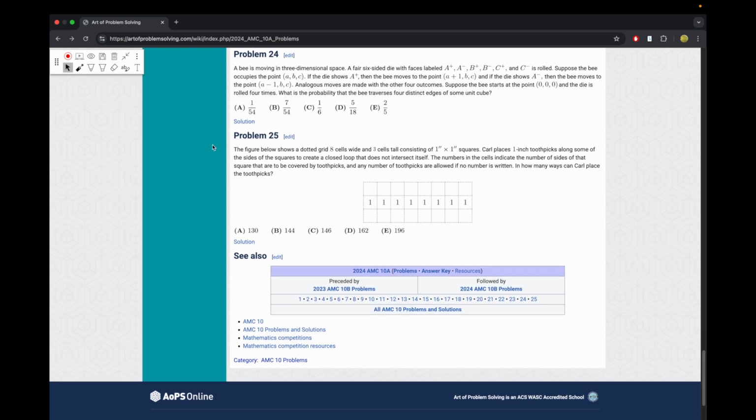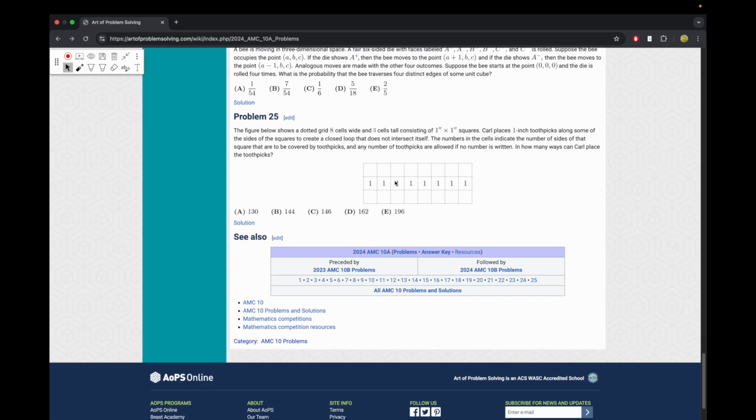Number 25. The figure below shows a dotted grid 8 cells wide and 3 cells tall, with toothpicks of length 1 inch forming a closed loop that does not intersect itself. Wait, the numbers in the cell indicate the number of sides of the cell the loop touches, okay. I think I might know how to solve this one.